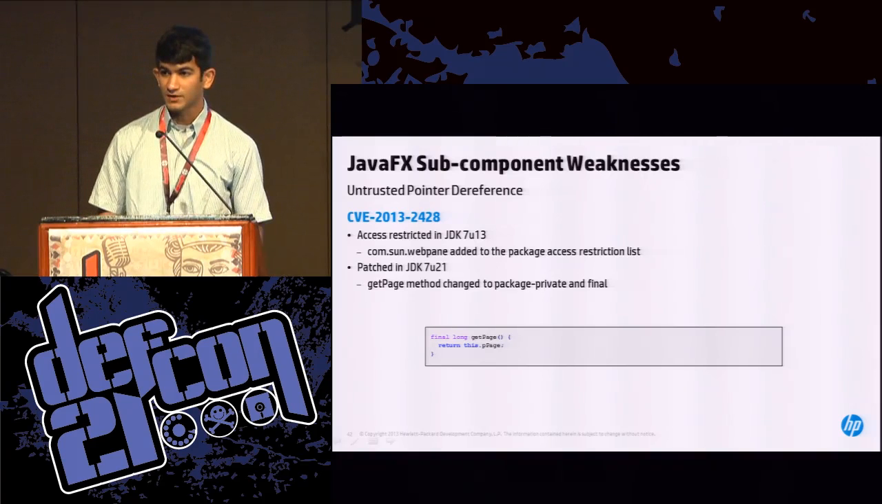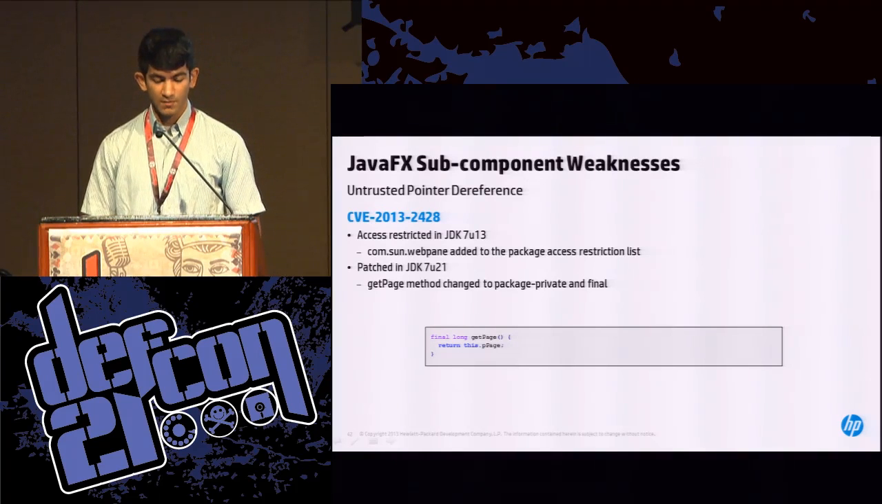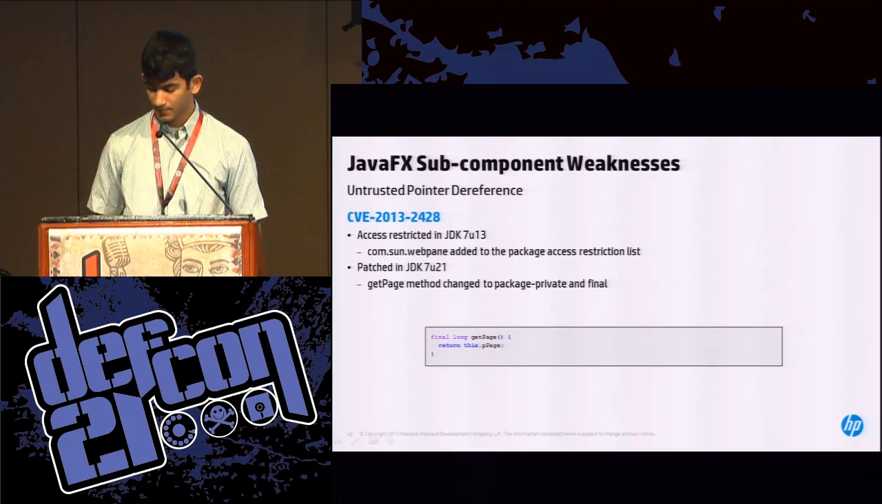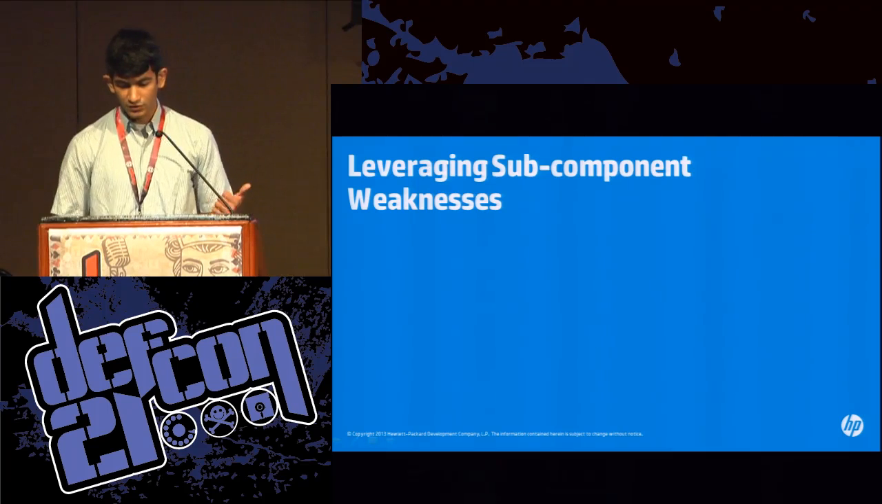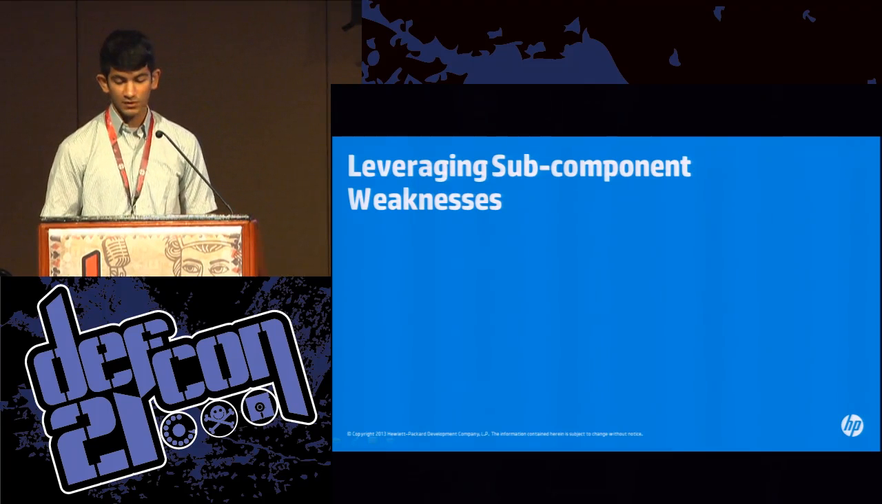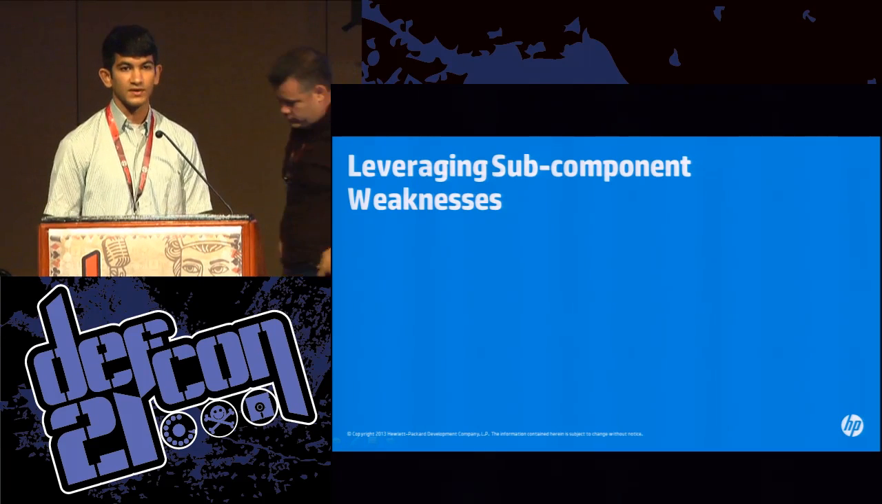They then properly patched this in JDK 7 update 21 by making the getPage method package private and final. And with that, I'm going to turn it back over to Brian so that he can go over Pwn2Own and how these are utilized in the threat landscape.